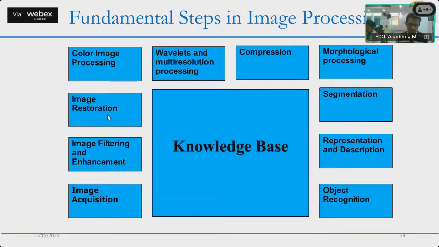Then image restoration, but definitely we should not miss the detail of the original image, so we restore it also. Then color image processing, then feature extraction, then compression, segmentation, and finally object recognition. It is not necessarily in this sequence, but generally it starts with image acquisition and finally ends with object recognition in the majority of applications.